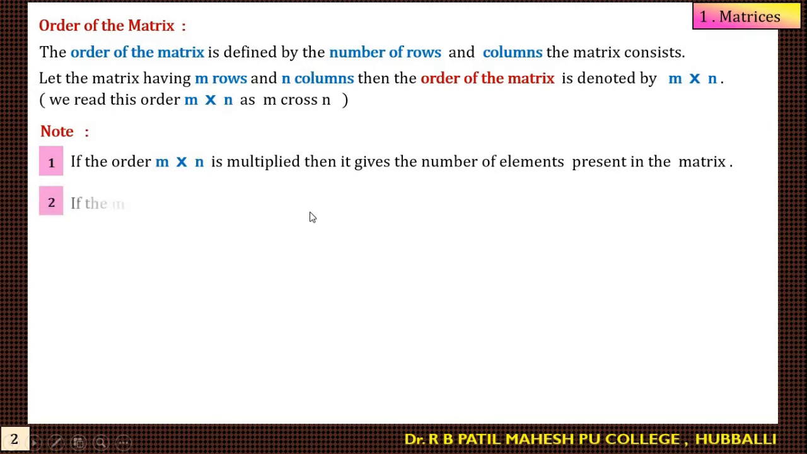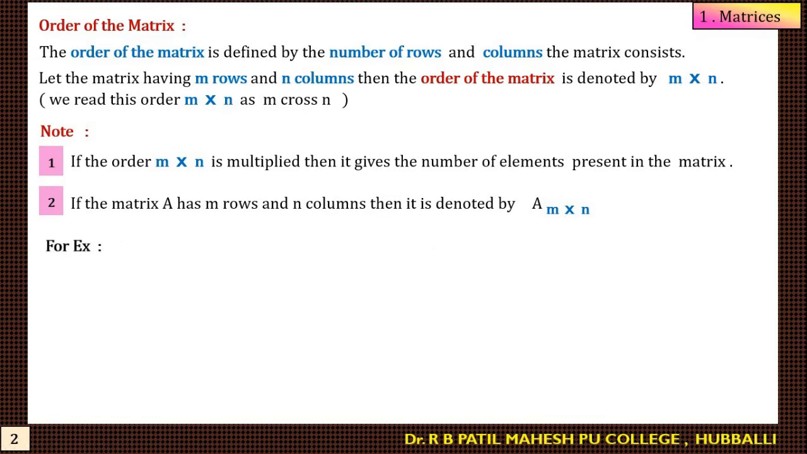And the second point, if the matrix A has m rows and n columns, then it is denoted by A m cross n. That means a matrix of order m cross n is denoted by A, and in the subscript its order is mentioned, m into n, that is m cross n. So this is another way of denoting the matrix with order.